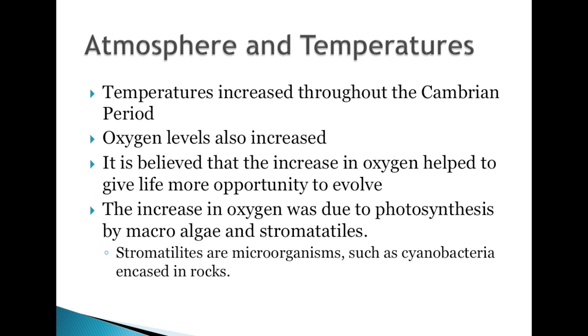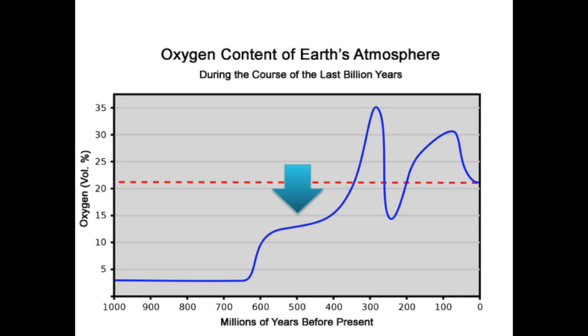One of the most important factors during the Cambrian period is not only the increase in temperature, but also the increase in oxygen. This increase of oxygen allowed life to flourish. This increase was most likely due to the release of oxygen through photosynthesis by macroalgae and stromatolites. Stromatolites are microorganisms such as cyanobacteria that are encased inside of rocks.